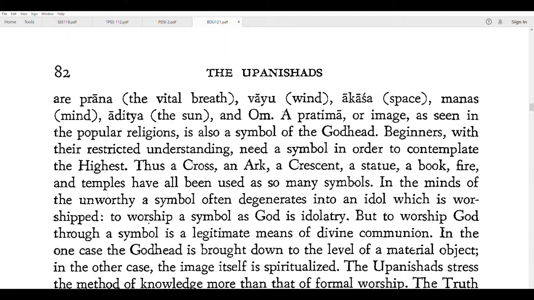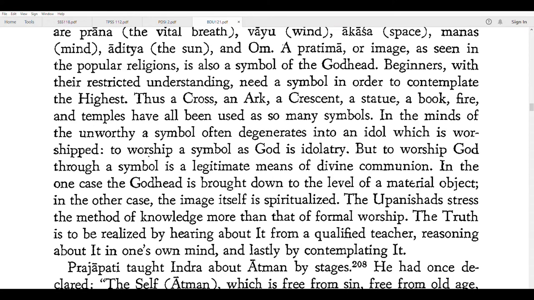Beginners with their restricted understanding need a symbol in order to contemplate the higher. Thus a cross, an ark, a crescent, a statue, a book, fire, and temples have all been used as so many symbols. In the minds of the unworthy, a symbol often degenerates into an idol which is worshipped. To worship a symbol as God is idolatry. But to worship God through a symbol is a legitimate means of divine communion. In one case, the Godhead is brought down to the level of a material object. In the other case, the image itself is spiritualized.